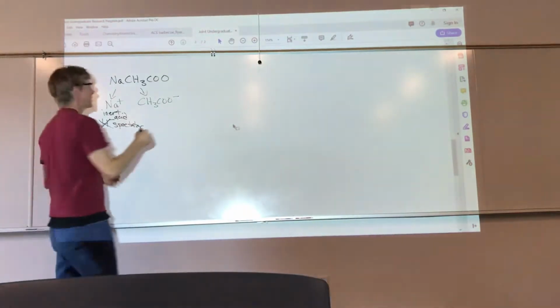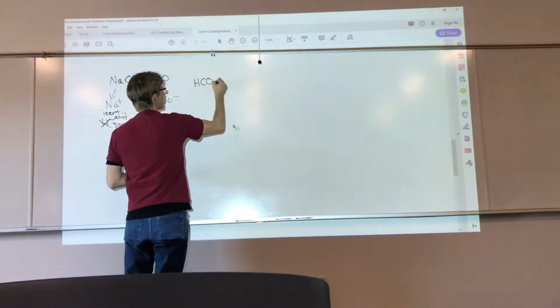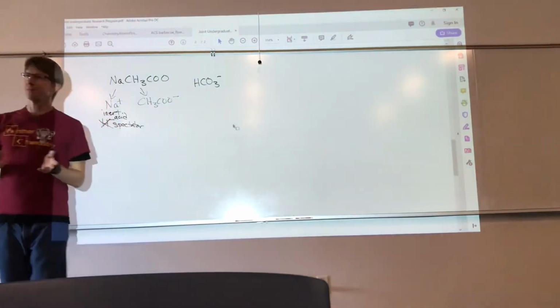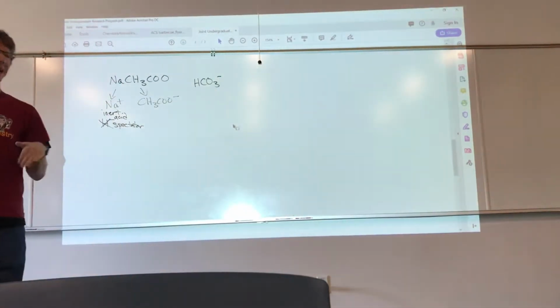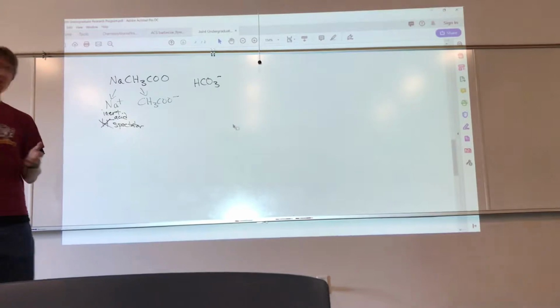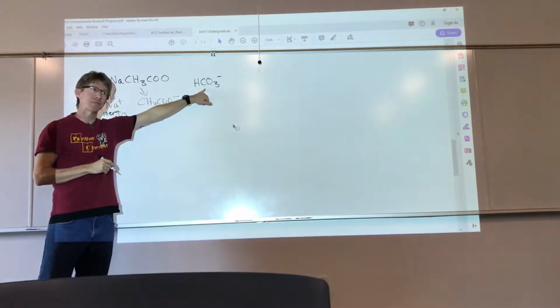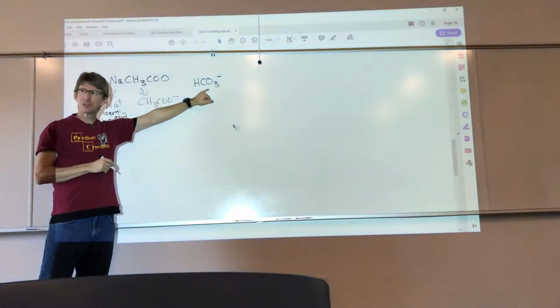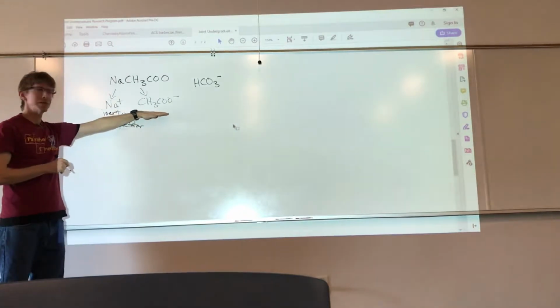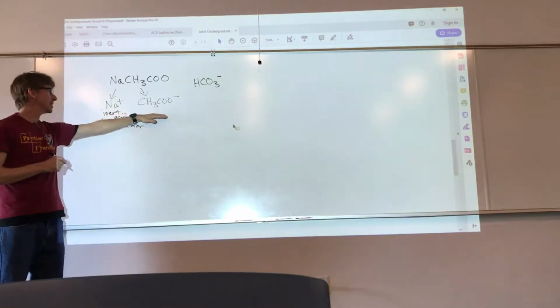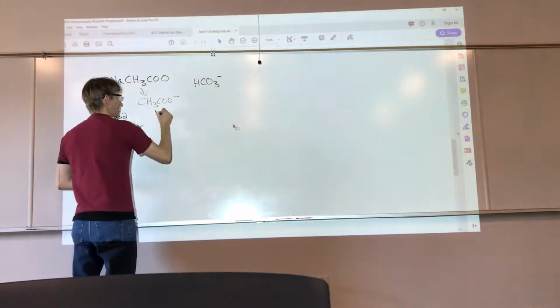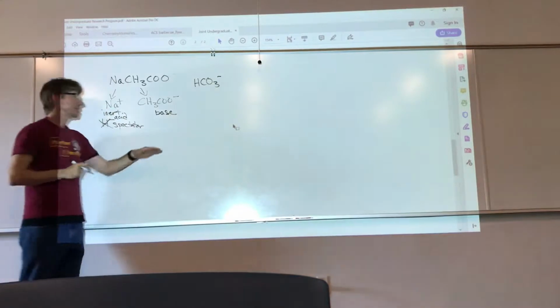It's true that if you have something like bicarbonate, while it is a base, it can also be an acid too, and your hint that it can still be an acid is the H in the front. This can be an acid or a base. This one, only a base. And it is the acetate, and so it is a base.